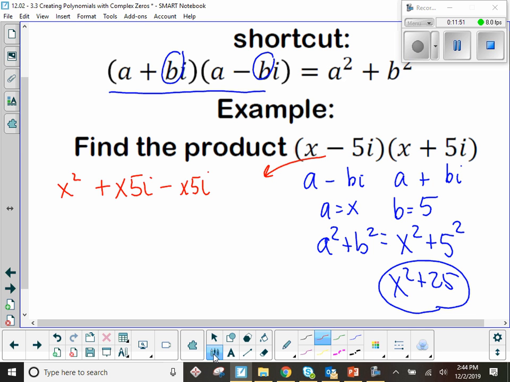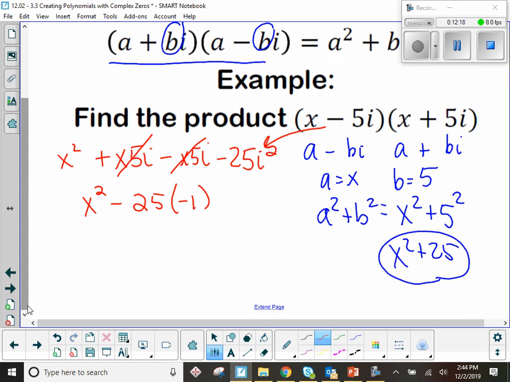And then L is your last terms, right? The L in the FOIL. That's negative 25i squared. What do you remember about i squared? It's negative 1. So what happens to those two middle terms? They cancel out. They're the exact same thing, only they have opposite signs. And you just told me that you remembered that i squared is negative 1. And what's negative 25 times negative 1?